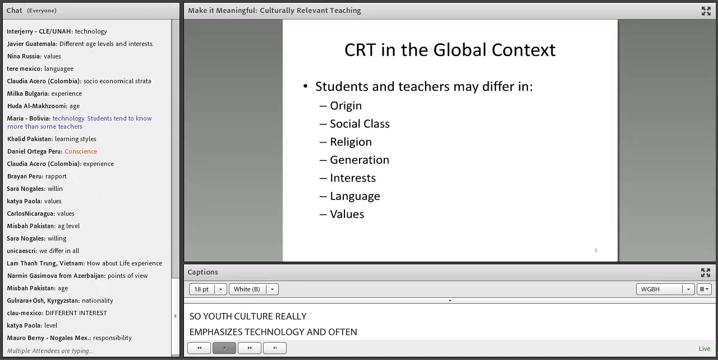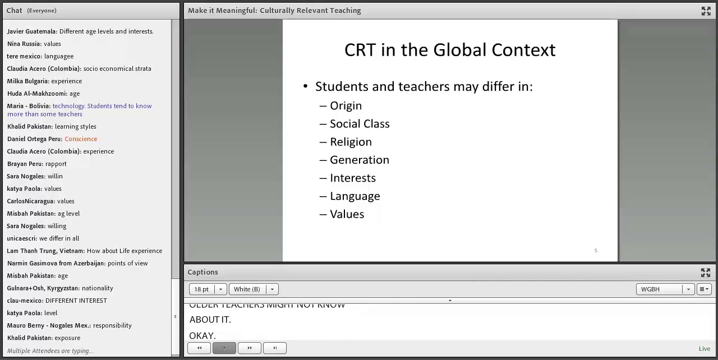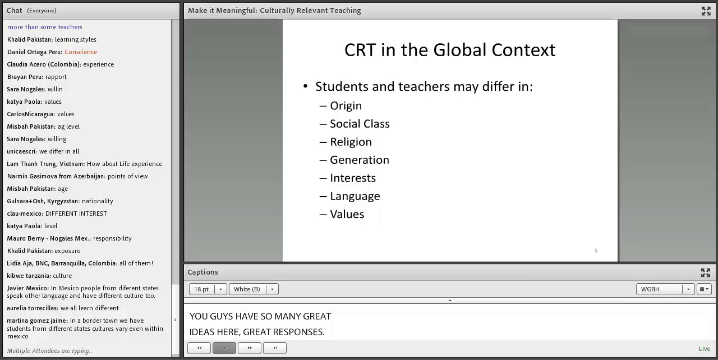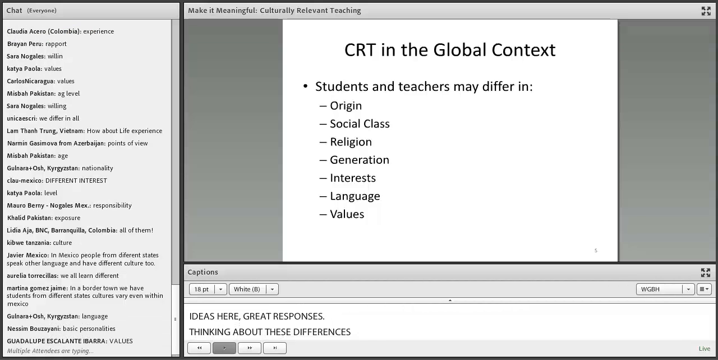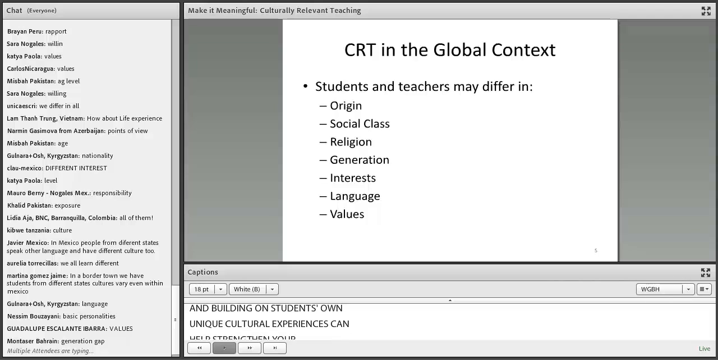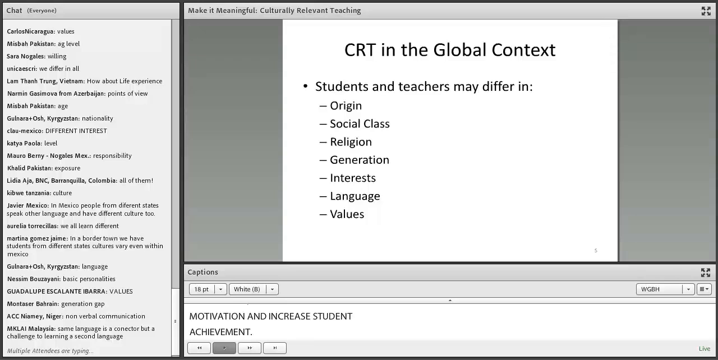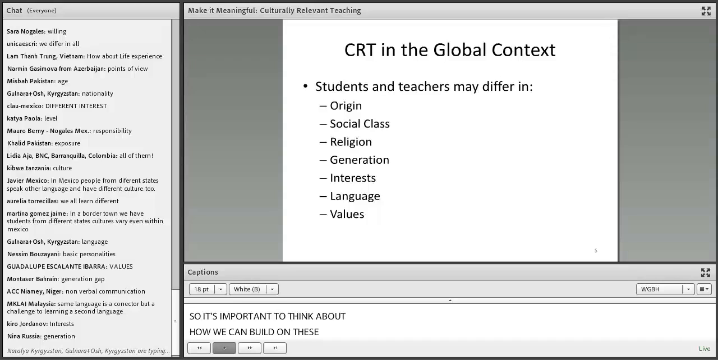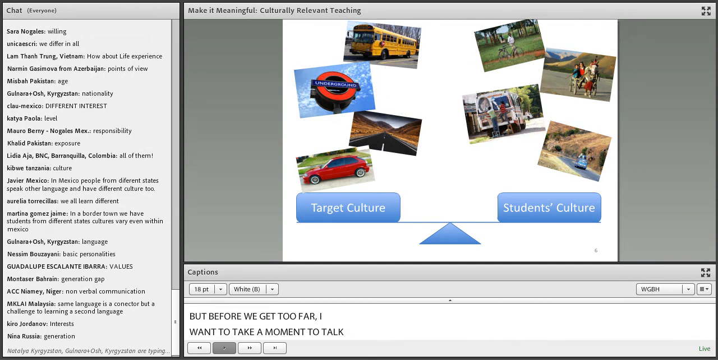Okay, you guys have so many great ideas here, great responses. Thinking about these differences and building on students' own unique cultural experiences can help strengthen your instruction, improve student motivation, and increase student achievement. So it's important to think about how we can build on these differences and make them strengths. But before we get too far, I want to take a moment to talk about the role of culture in English as a foreign language.